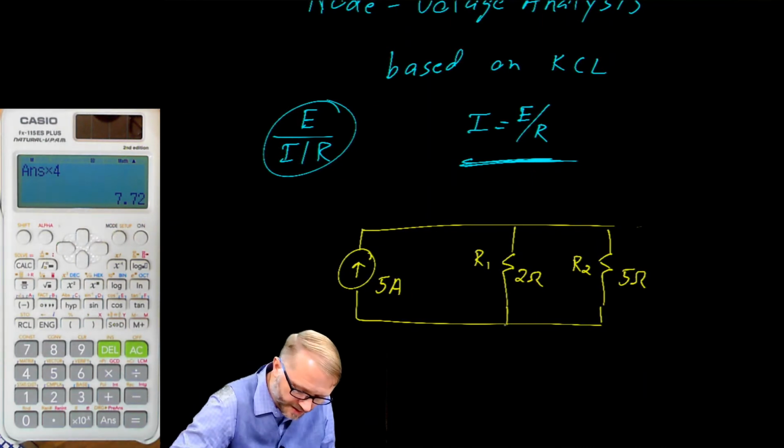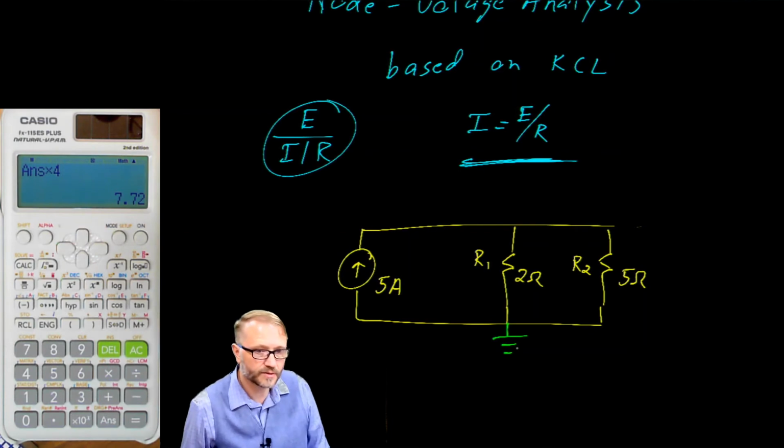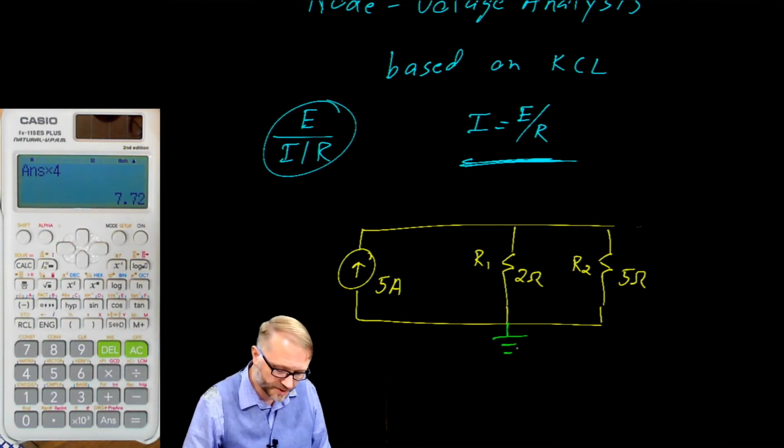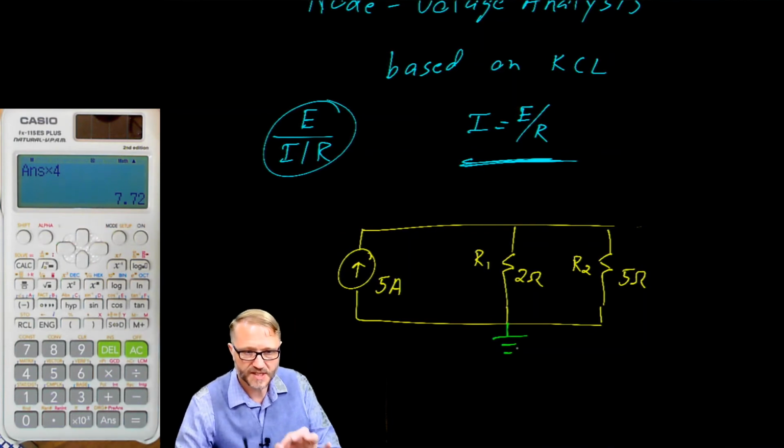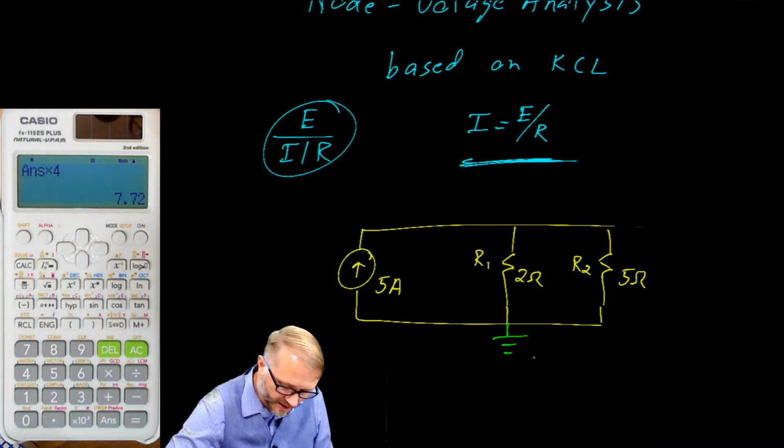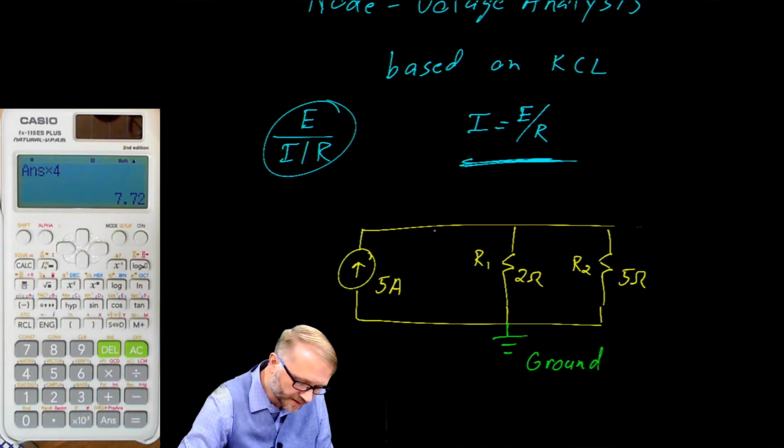As we get started, I'm going to establish a reference node. So when we talk about voltages, we're going to make everything with respect to this node here, and we're going to call that ground. So if we were to talk about a voltmeter, it would be connected from there to ground.